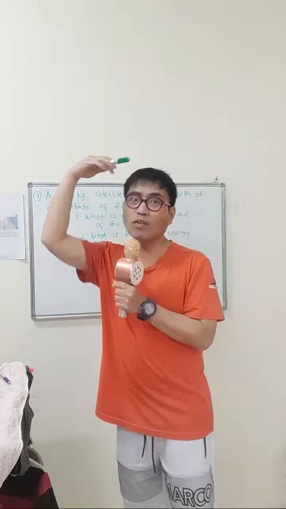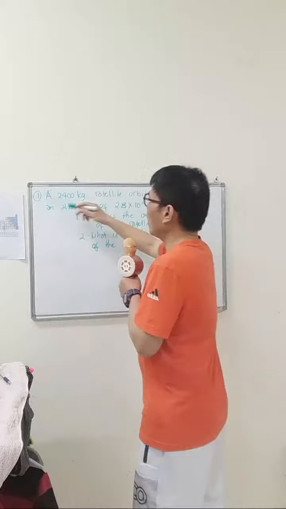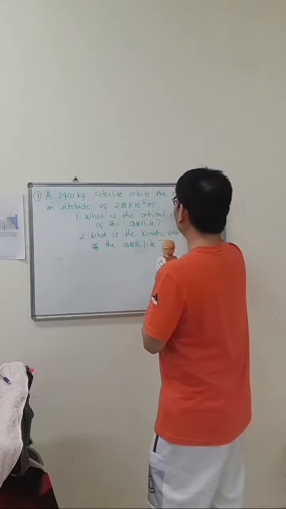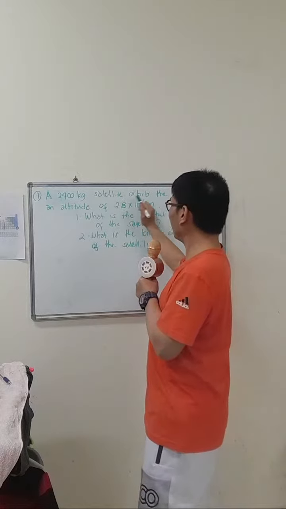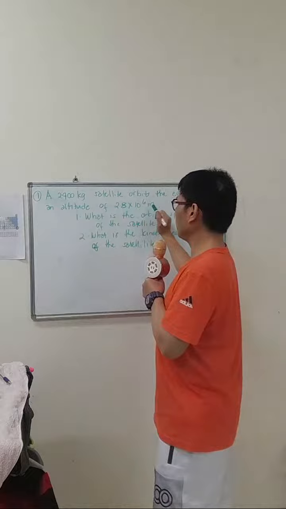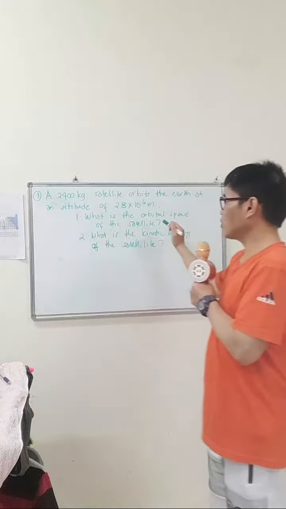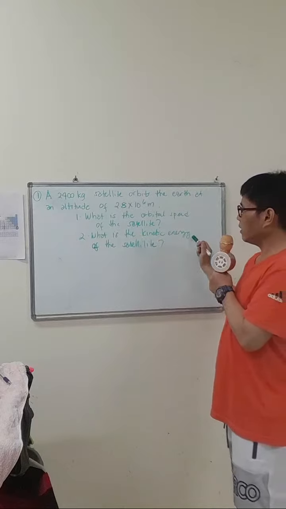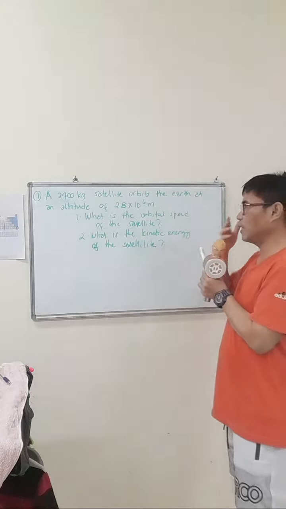Question number 4, right? A 2,400 kilogram satellite orbits the Earth at an altitude of 2.8 times 10 to the 6 meters. First question, what is the orbital speed of the satellite? What is the kinetic energy of the satellite?